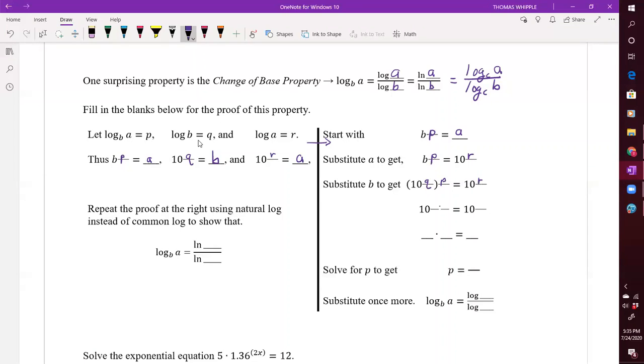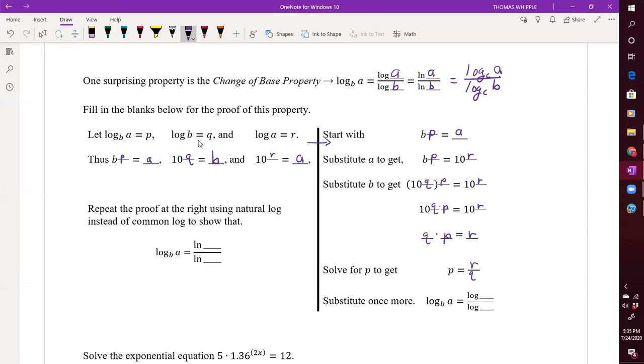And of course, we've already talked about this here. We have a power raised to an exponent, so that means we multiply the q times the p, and then we still have 10 to the r over here. So we have an equation that says 10 to the q times p equals 10 to the r. Well, the bases are the same, the 10s, so that must mean that the exponents are equal. So the q times p must equal r, which means that p is going to equal r divided by q.